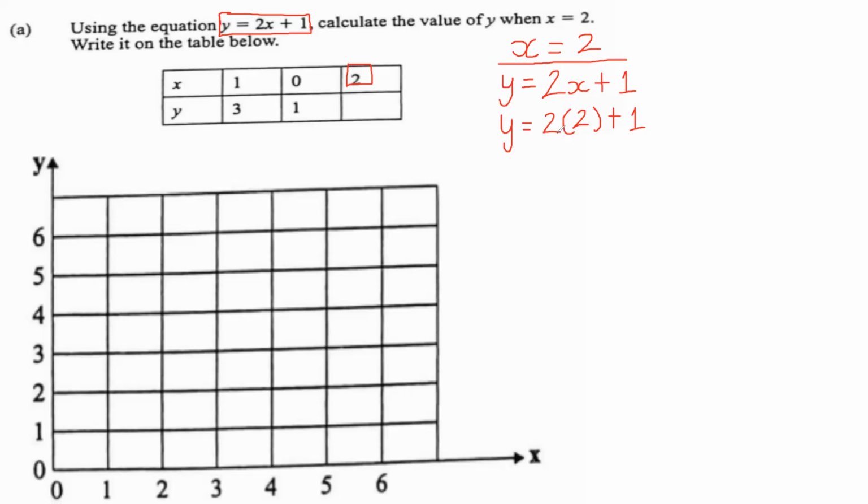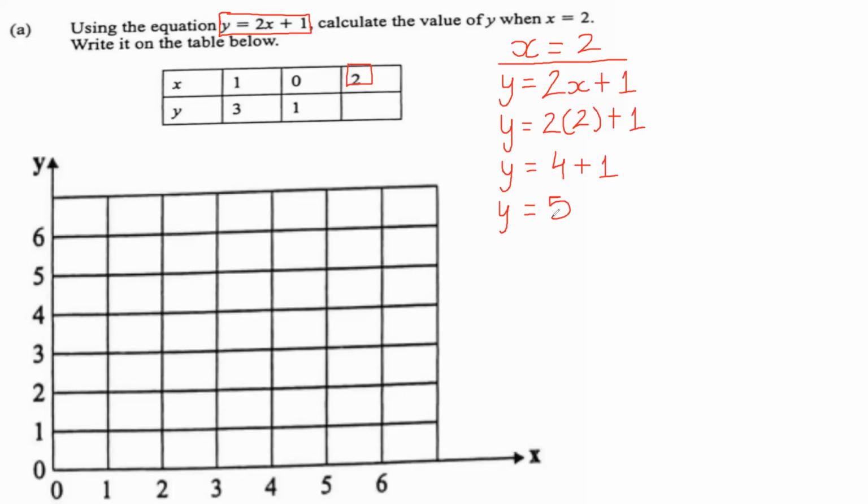So, y is equal to 2 times 2 plus 1. Now, what is 2 times 2? 4. 2 times 2 is 4. So, we have 4 plus 1. And what is 4 plus 1? That's going to be 5. 4 plus 1 is definitely 5.